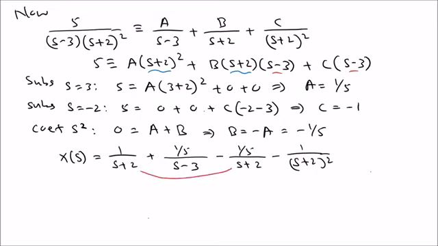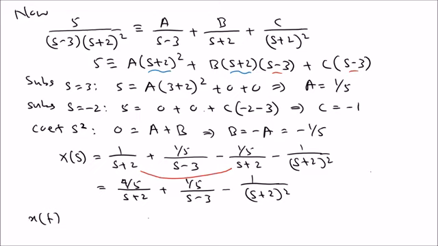So they're going to simplify. So you're going to get 4/5 over s plus 2, plus 1/5 over s minus 3, minus 1 over (s plus 2) squared. So we can find the x of t now.